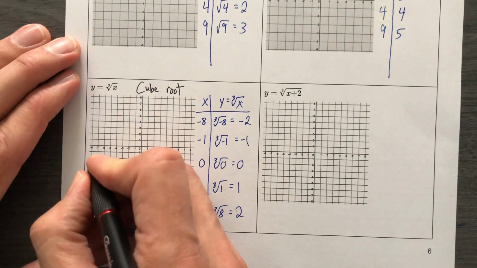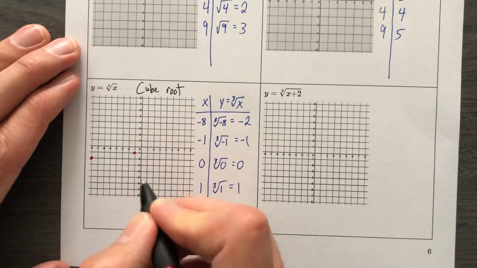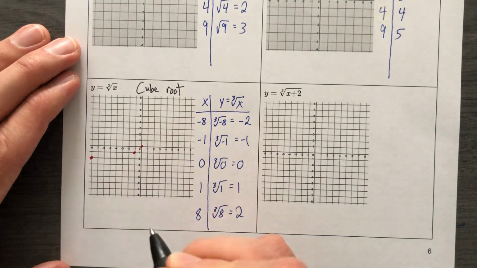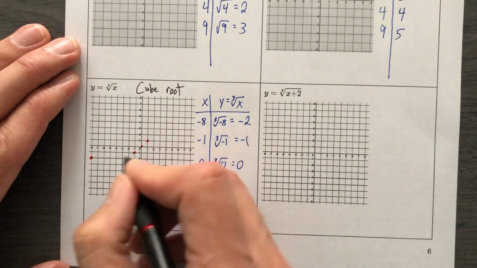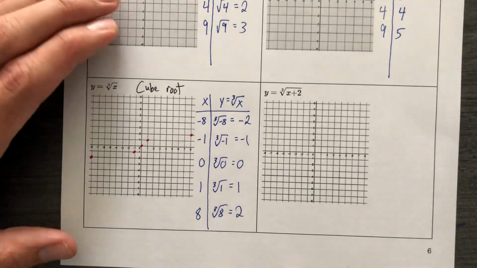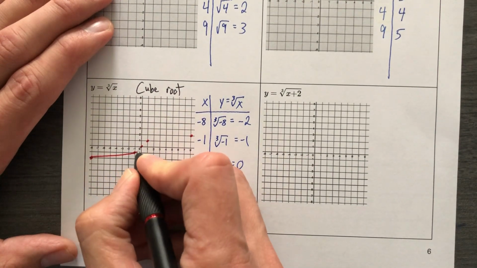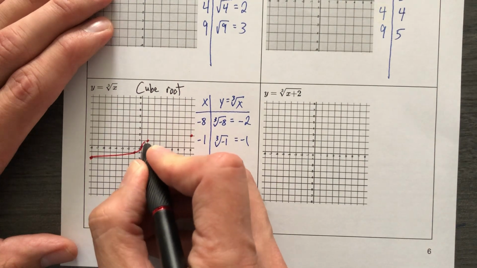So let's plot some points. -8, -2; -1, -1; 0, 0; 1, 1; 8, 2. There it is. All right, we're going to graph this thing. And when we do, we are going to draw it, and it's going to look a lot like the ones at the top of the page that were cubic, only it's going to go sideways.